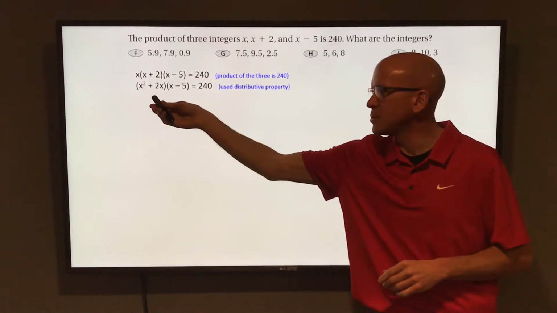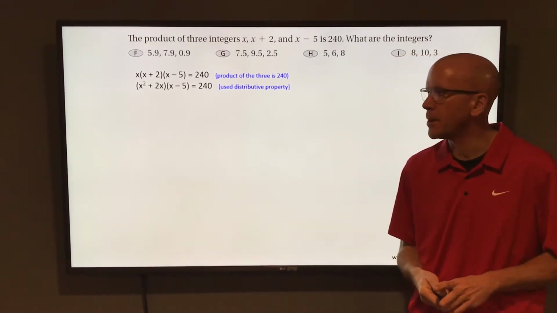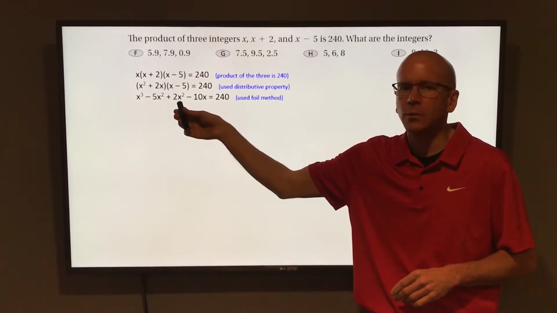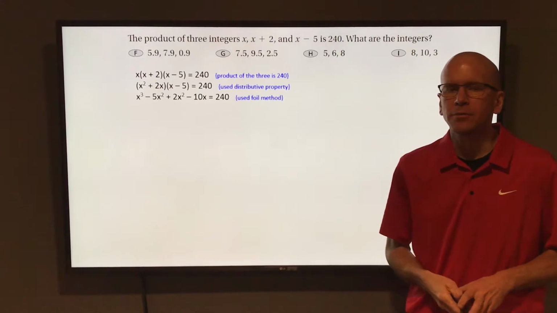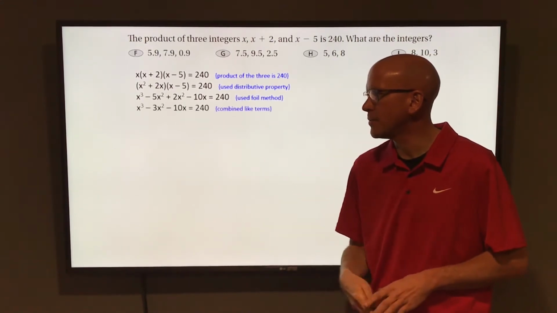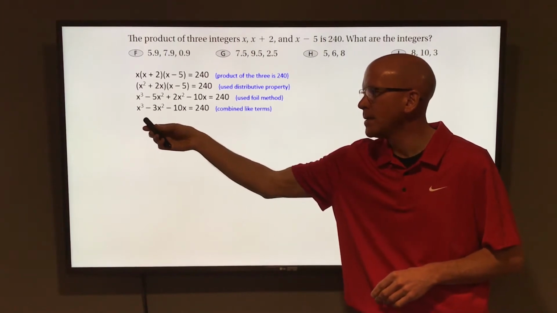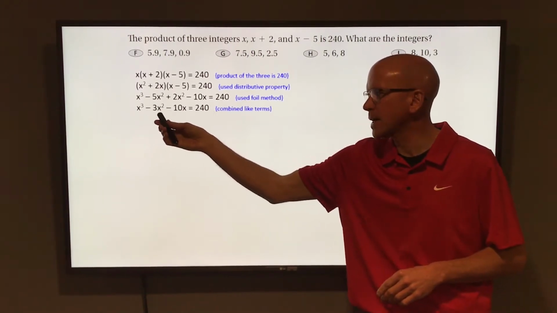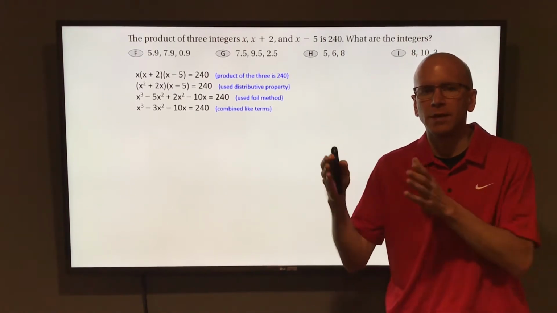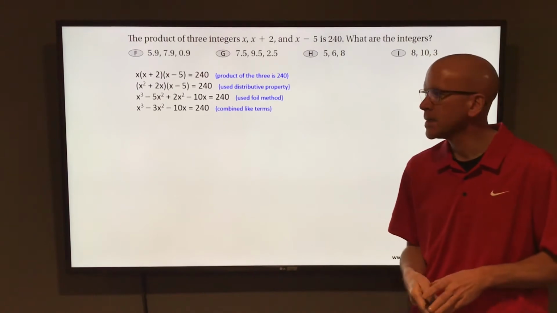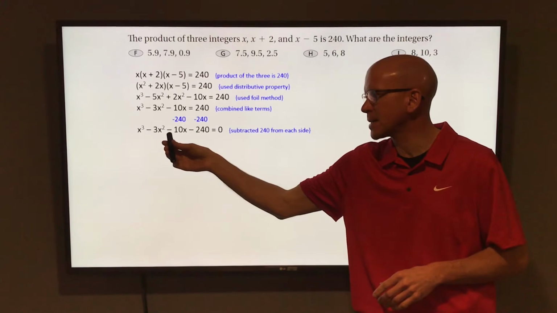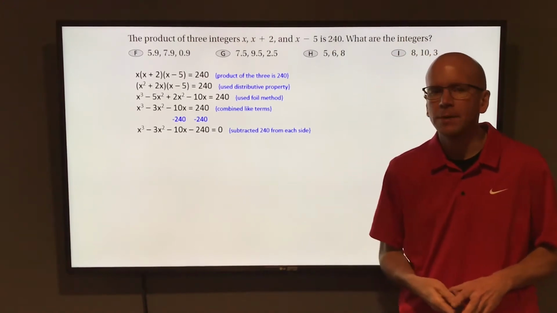Now to multiply these two binomials, use the FOIL method or distributive property. If you do that, you're going to get x to the third minus 5x squared plus 2x squared minus 10x equals 240. Go back through and combine the like terms. Negative 5x squared and 2x squared combine to negative 3x squared. So you have x to the third minus 3x squared minus 10x equals 240. If you're solving for x, you want to get everything to one side equal to 0. So we're going to subtract 240 from each side. When you do that, you get x to the third minus 3x squared minus 10x minus 240 equals 0.